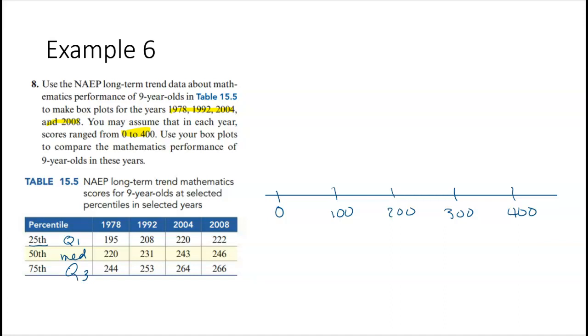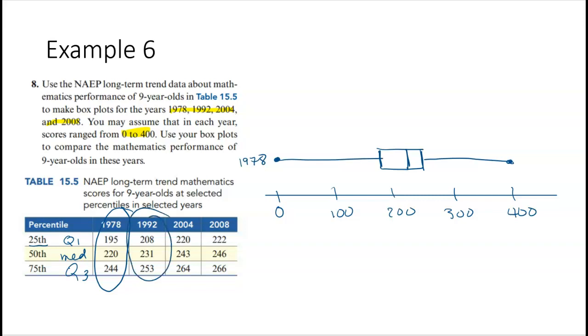Let's start with 1978. We're reading down here. For 1978, we know the lowest value is 100. Q1 is 195, so that's about there. Median is 220 and Q3 is 244. We make a box around those, and our high is 400. And that's how you build a box plot.